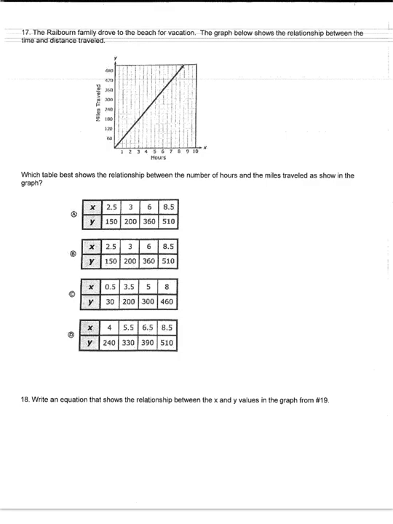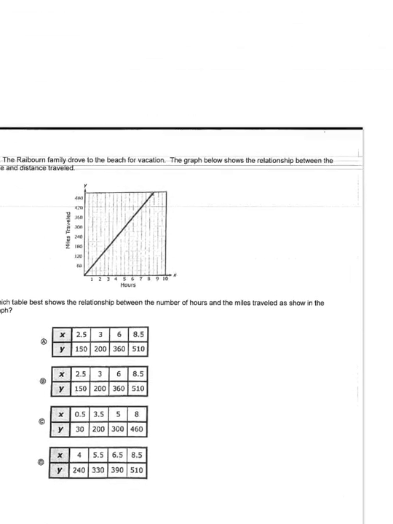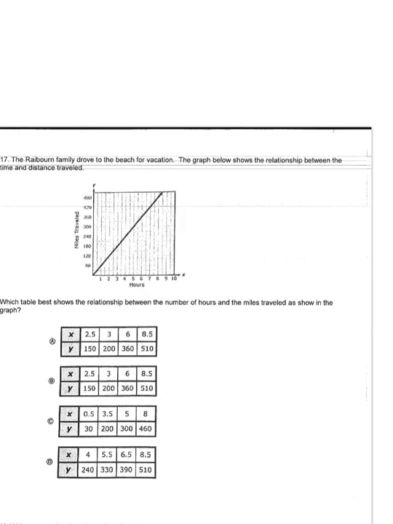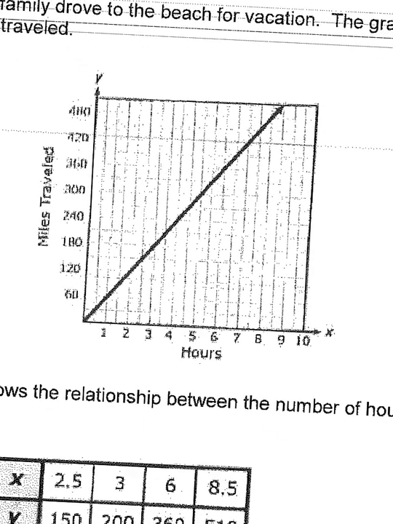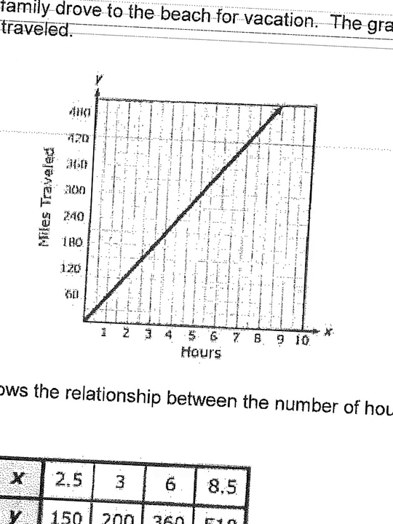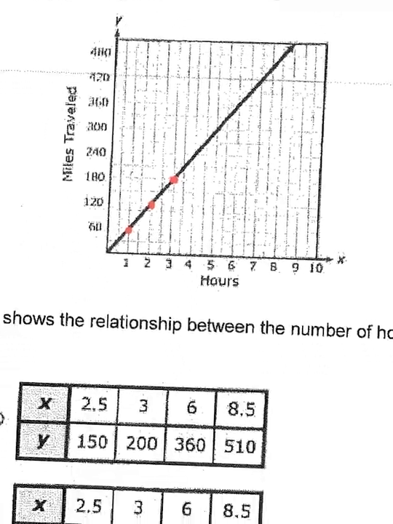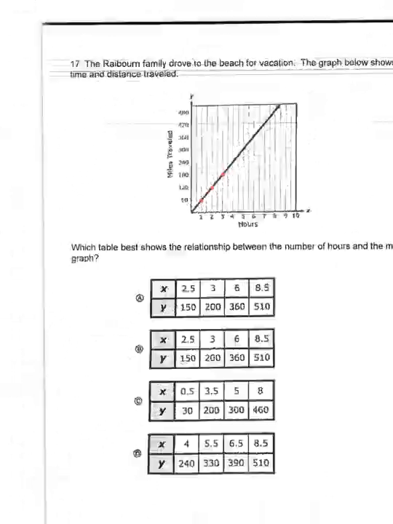Okay, last page of the review. Oops. We've got a graph, and it says it shows the relationship between time and distance. And so if I expand this a little bit, I always look at what 1 is. 1 goes with 60. 2 is looking like 120. 3 is pretty clearly 180. These people are going 60 miles an hour. Pretty standard speed when you're traveling.